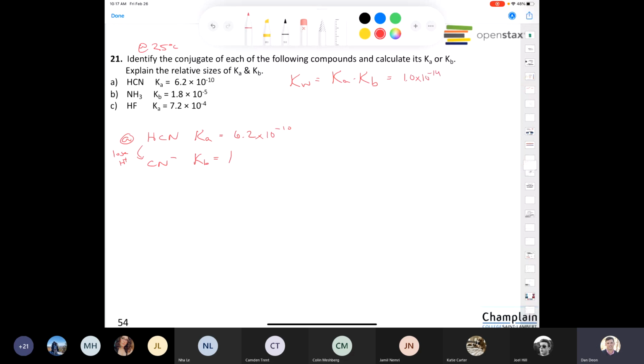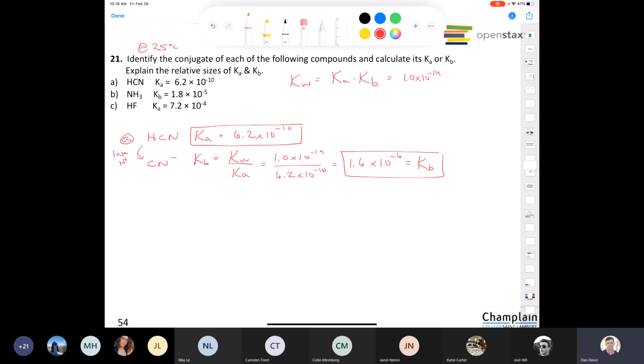Therefore, my Kb is going to be equal to Kw divided by Ka. 1.0 times 10 to the negative 14 divided by 6.2 times 10 to the negative 10. Anyhow, it's going to be equal to 1.6 times 10 to the negative 6, which is equal to my Kb. There's my Kb. There's my Ka.